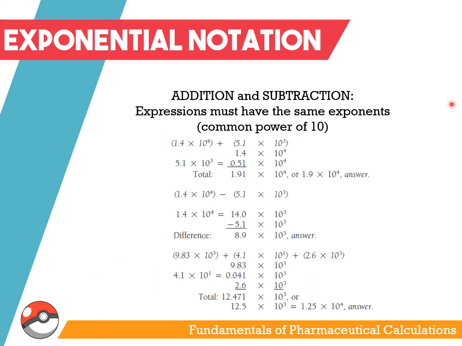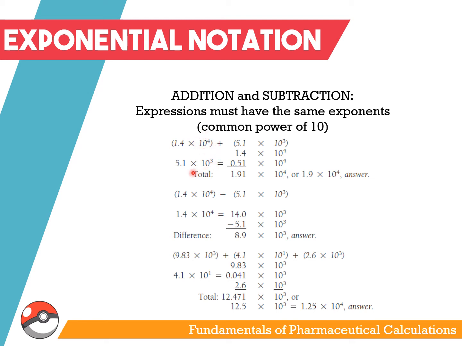In adding and subtracting exponential notation, expressions must have the same exponents. So let's look at the example. 1.4 times 10 to the fourth power plus 5.1 times 10 to the third power. So they don't have the same exponents, right? So the first thing you need to do is to convert one of them so that it will have the same exponent as the other.